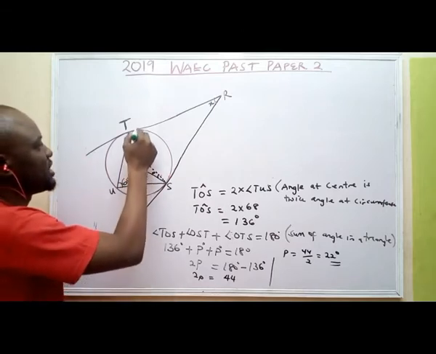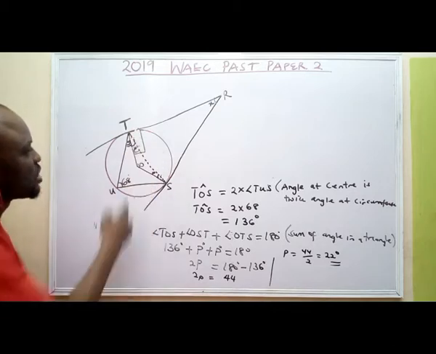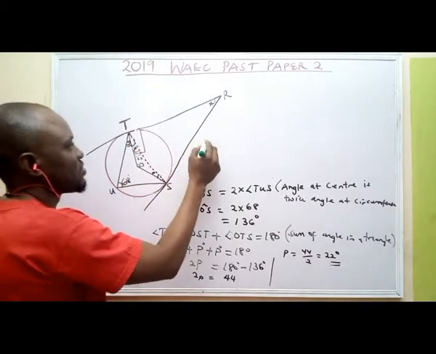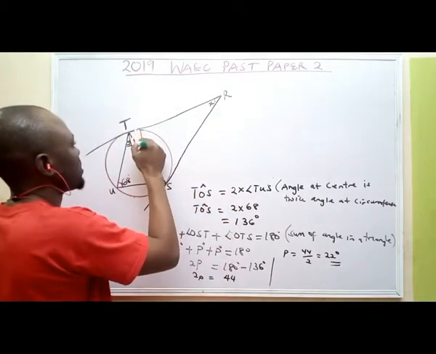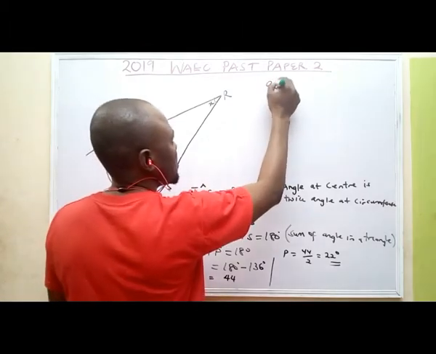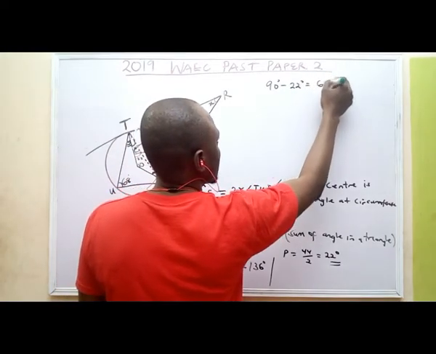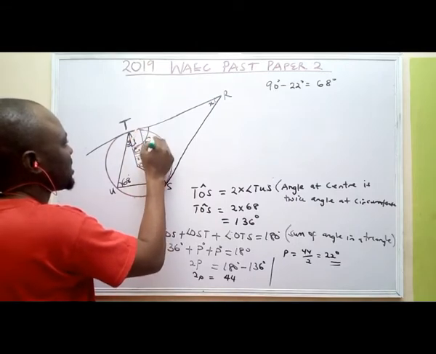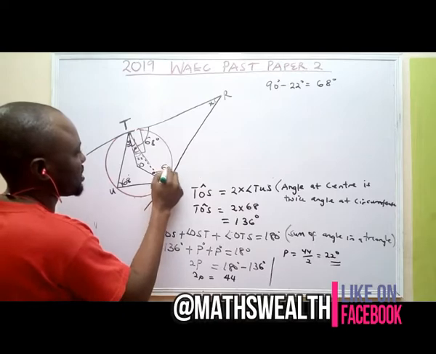But we know that from here to here is 90 degrees. So if here is 22 degrees, I'm going to do 90 degrees minus 22 degrees to get this angle here, which will give me 68 degrees. Now, this side is 68 degrees, and this side also will be 68 degrees.